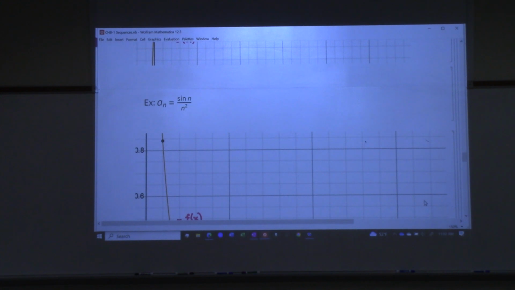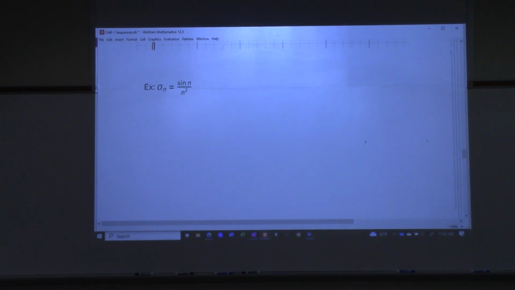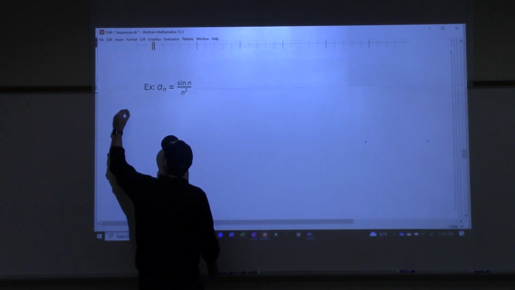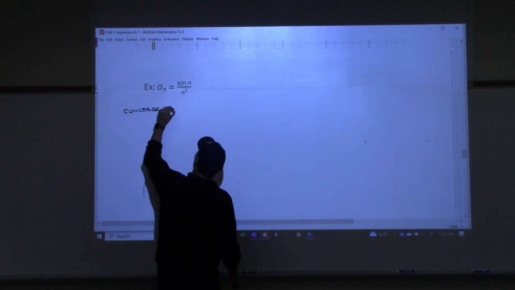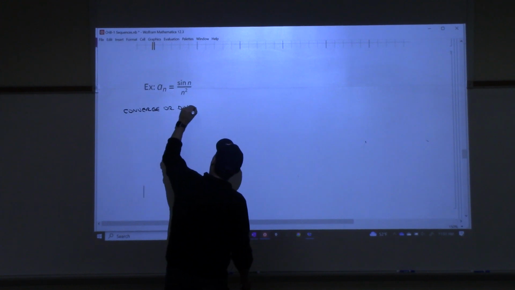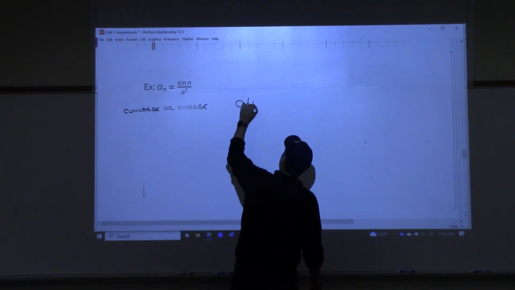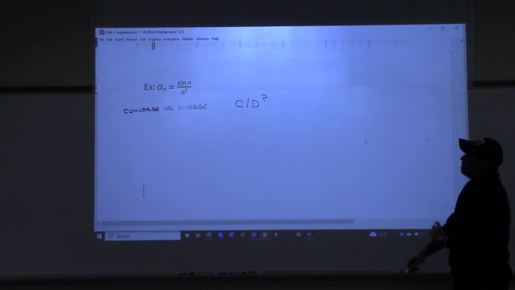So I want to do another example, this one right here. a sub n equals sine n over n squared. And the question is, does this converge or diverge? And I said last class, instead of writing that over and over, I'm going to put C or D, like that. All right, well, let's see.